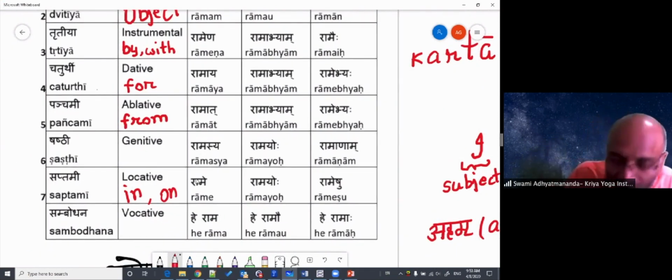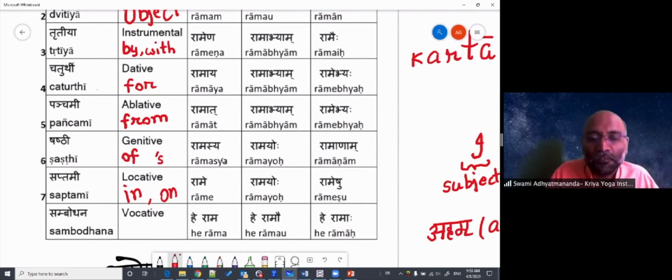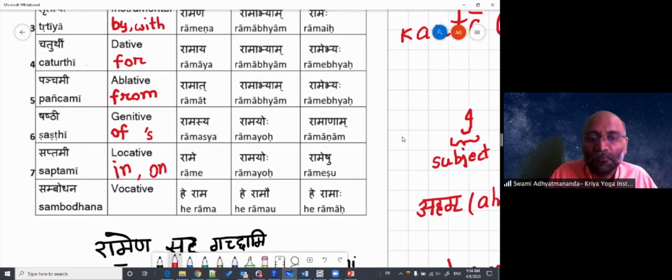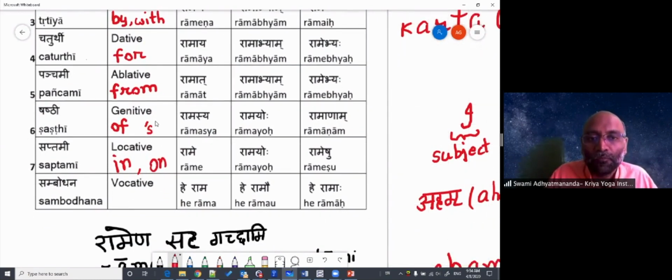Genitive. Genitive is used in the sense of, or like we say, apostrophe s. So Ramasya means Rama's, of Rama. Lakshmana is the brother of Rama, so I would say Ramasya Bhrata Lakshmana. Bhrata is brother. That would be the genitive case, in the sense of apostrophe s. Or if you have to say this is Rama's book, then again you will use the word Ramasya. Ramasya Pustakam Ayam. This is Rama's book.